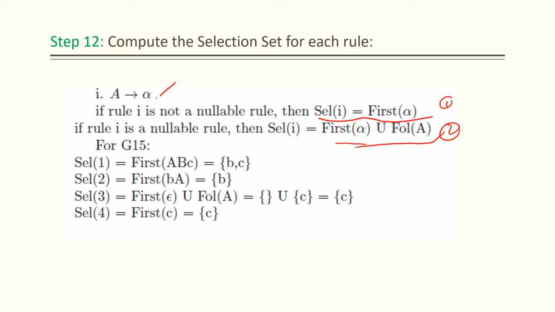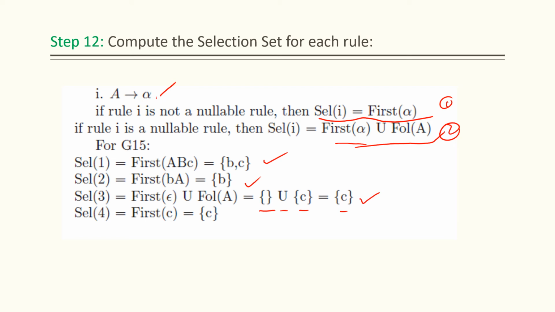For G15, the selection set for rule number 1 is the first of alpha. The first of A, B, C we have computed before, and we get B, C. For rule number 2, the selection set is B. For rule number 3, alpha is epsilon, so first epsilon union with follow A. Empty union with follow A, which is C, so you get the selection set C for rule number 3.